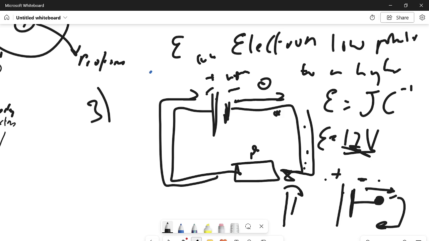So yeah, electrons always go from high potential to low potential.